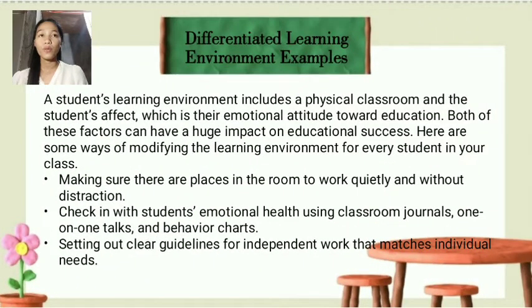And lastly, we also have here the differentiated learning environment examples. A student's learning environment includes a physical classroom and the student's affect, which is their emotional attitude toward education. Both of these factors can have a huge impact on educational success. Here are some ways of modifying the learning environment for every student in your class. So first, making sure there are places in the room to work quietly and without distraction.